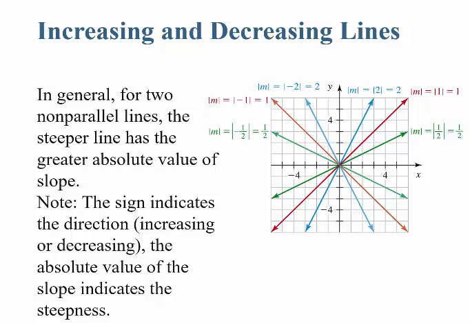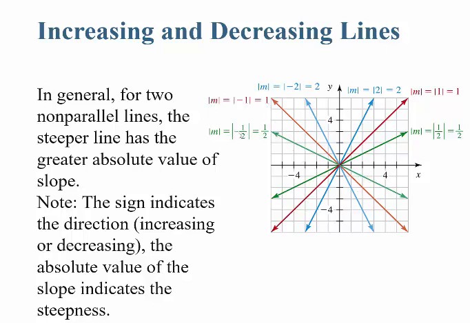So in general, for two non-parallel lines, we'll get to parallel lines in a bit, the steeper line has the greater absolute value of the slope. Note the sign indicates the direction, meaning increasing or decreasing, yet the absolute value of the slope indicates the steepness.